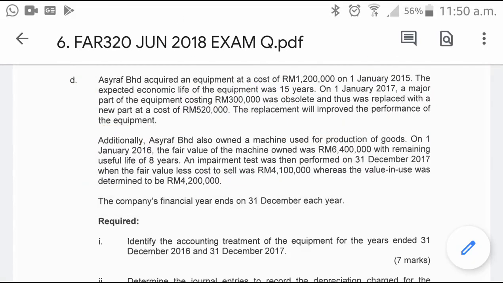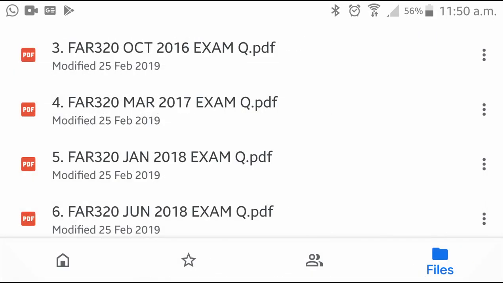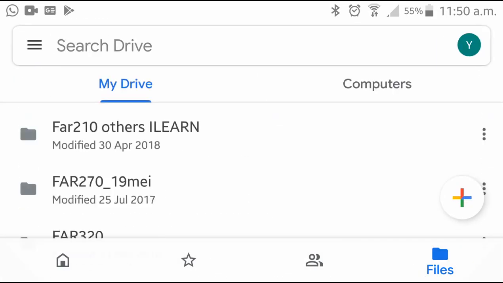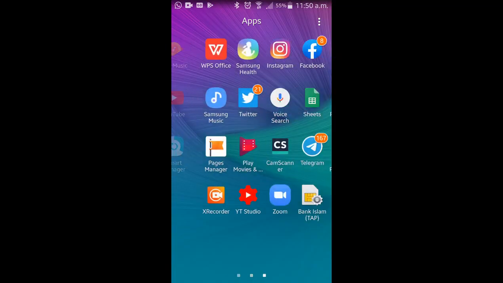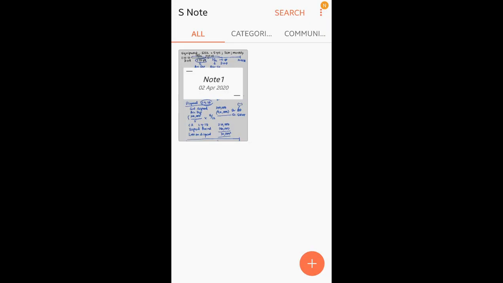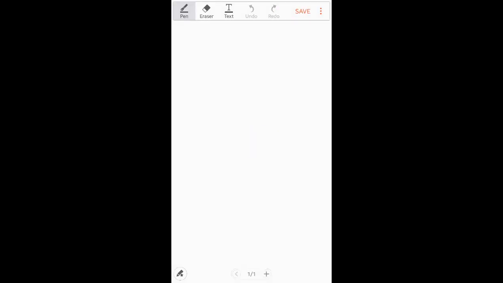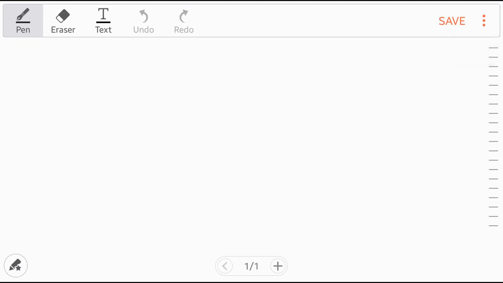Okay. Let's look at our workings before we start doing our accounting treatment as required in requirement 1 and requirement 2. If you have read just now, it was asking you to do the journal entry for 2016, which is the year before the current year.